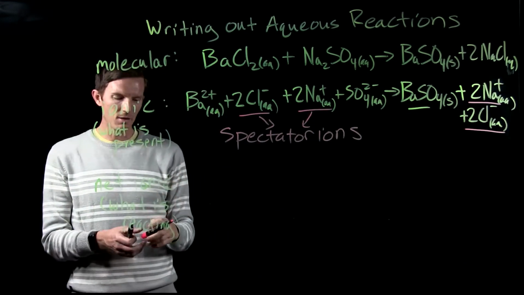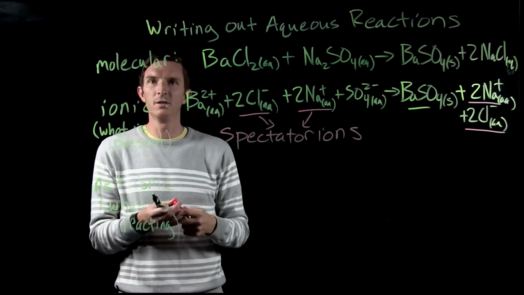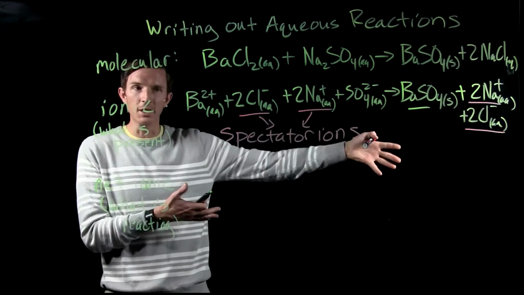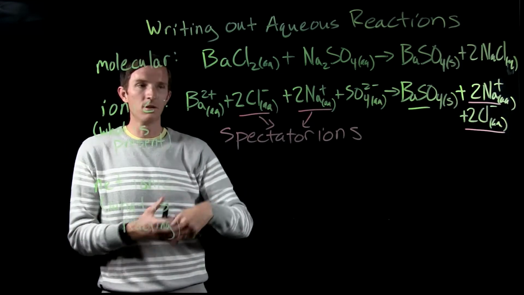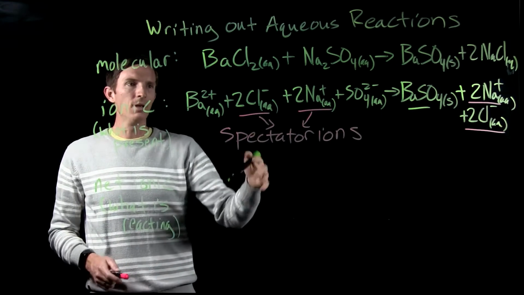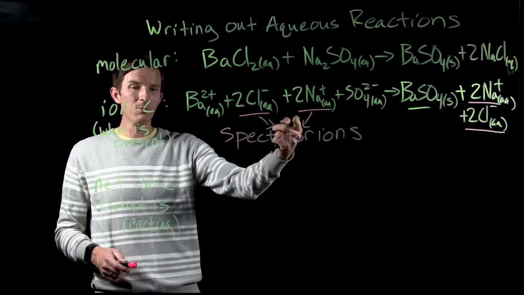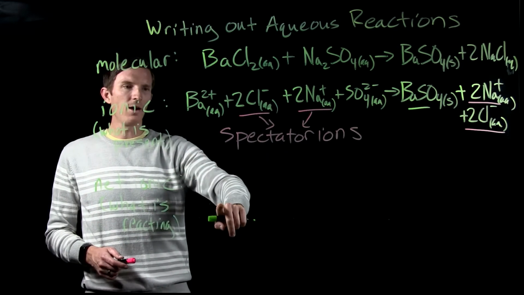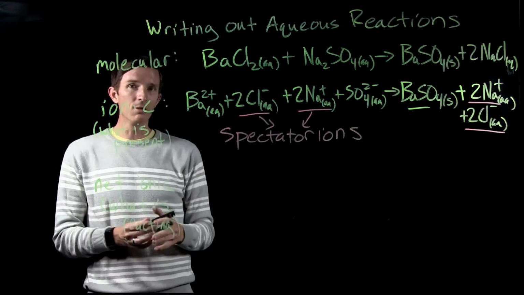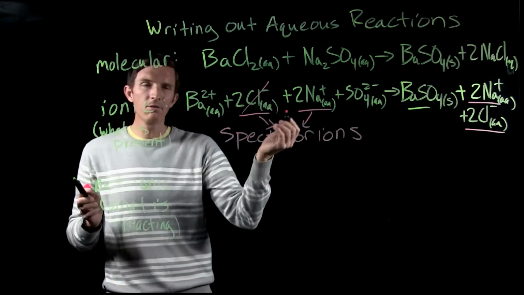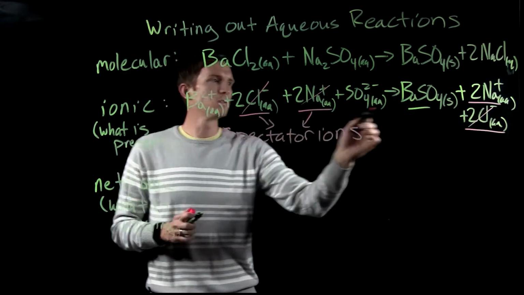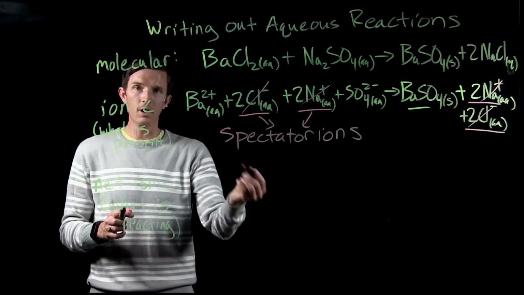Our spectator ions are there along for the ride, just like if you're watching a soccer game or a football game. You're a spectator, you're just watching what's happening, but you're not doing anything. That's what these ions are doing. They're just watching what's happening. They're along for the ride. They aren't reacting, right? They haven't changed form. So when we go from our ionic to our net ionic equation, we get rid of those spectator ions. We don't have chloride anymore when we go to our net ionic, and we don't have sodium ions anymore.